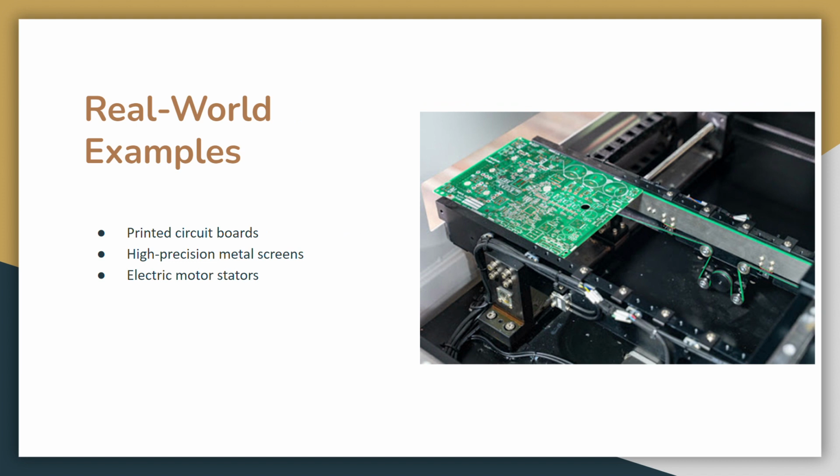Photochemical etching is used for parts that are very thin, precise, and weak to corrosion. As such, it is primarily used to create circuit components such as printed circuit boards and electric motor stators. Additionally, it is used for things such as high precision metal screens.